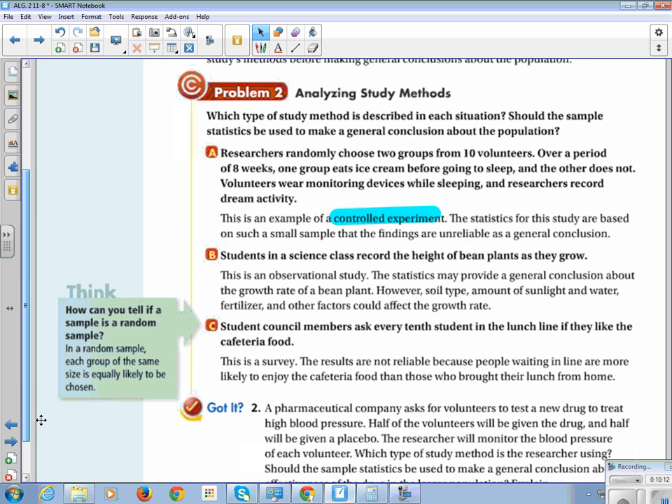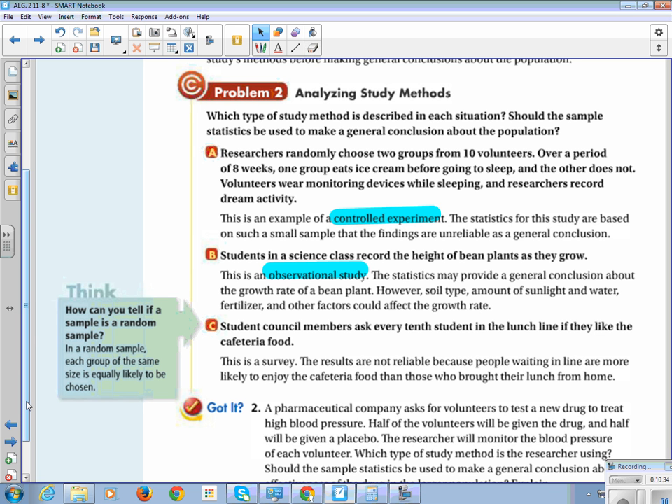B says, students in a science class record the height of bean plants as they grow. This is an observational study. They're not touching the beans. The statistics may provide a general conclusion about the growth rate of a bean plant. However, soil type, amount of sunlight and water, fertilizer, and other factors could affect the growth rate.